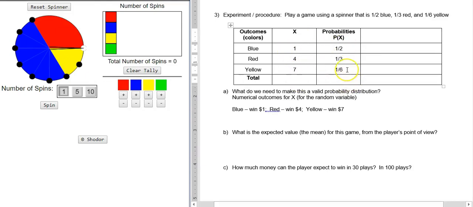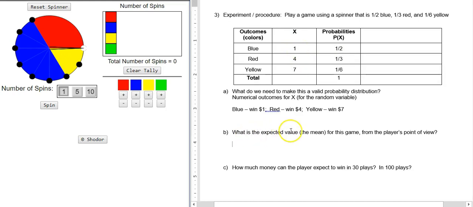To make sure that this is a valid probability distribution, I would want to make sure that my 3 probabilities do add up to 1. And if you go through and add the fractions, yes, they do add up to 1. The probabilities have to add up to 1, and also they all have to be between 0 and 1. So those all fit. There's no condition on the values of x except that they have to be numbers. So they can be negative or positive, and they don't have to add up to anything in particular.